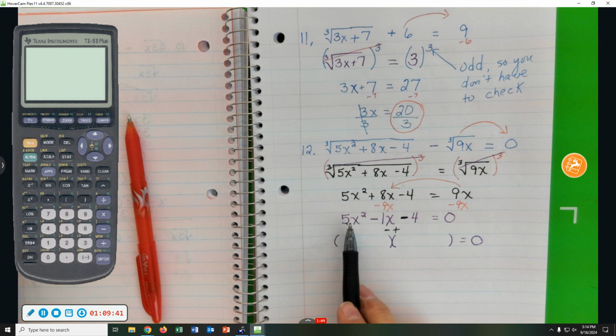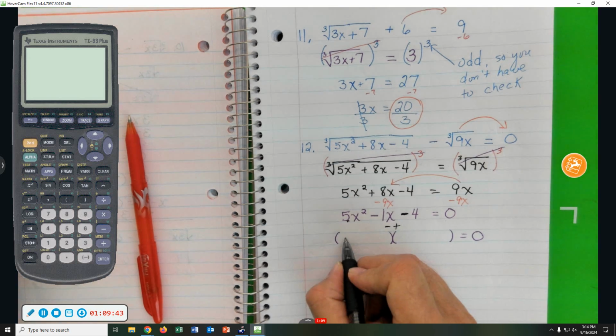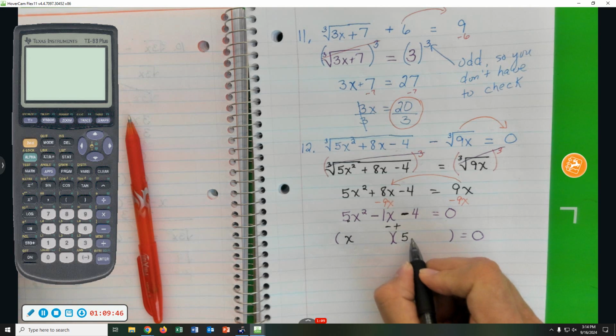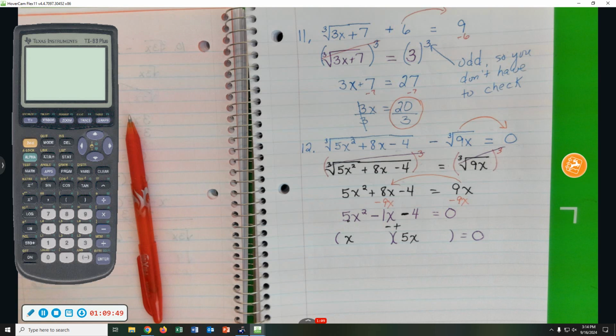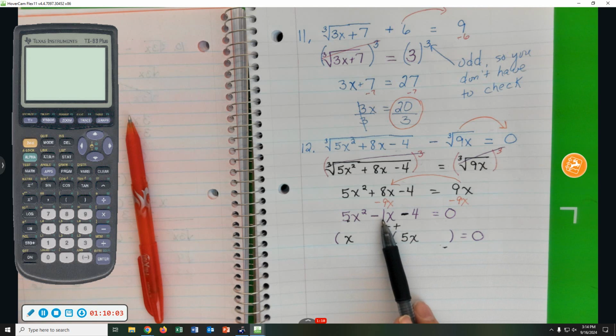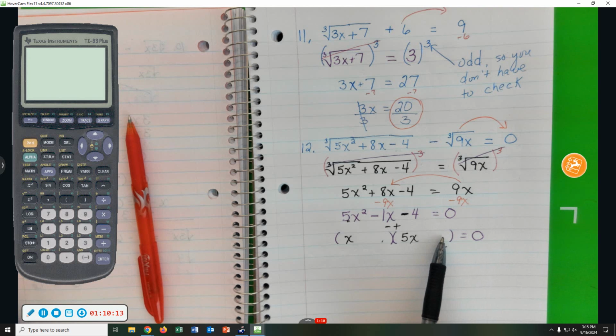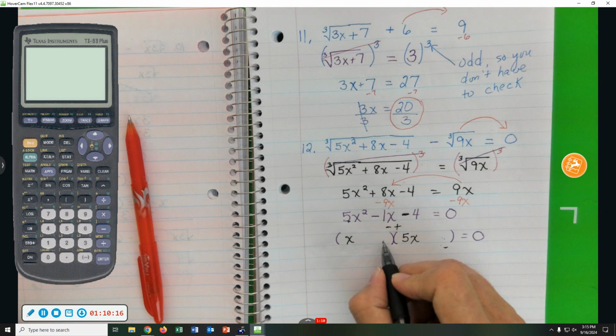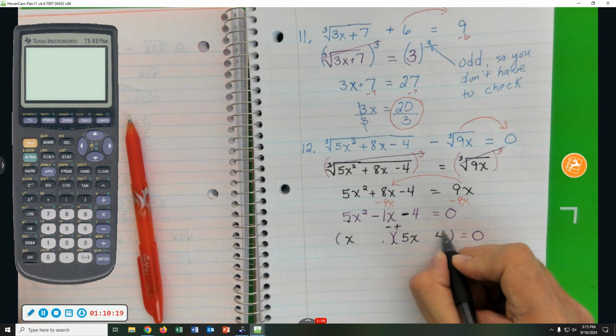Now, there's not a lot of possibilities for 5. 1 times 5 is all we have. I'll try 1x times 5x. We can quickly discard 2 and 2 because we get a 10x and a 2x. There's no way we're going to subtract that to get that 1x there. So it's going to have to be 1 and 4. Should I put the 4 right here, or should I put the 4 here? If I put it there, I'd wind up with a 20. There's no way I'm going to get a 1x out of that.